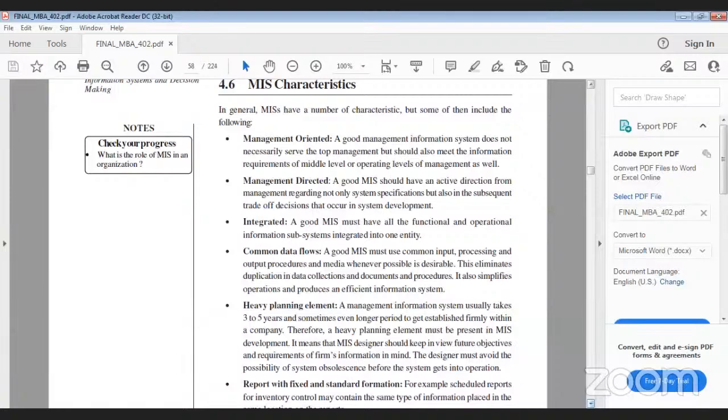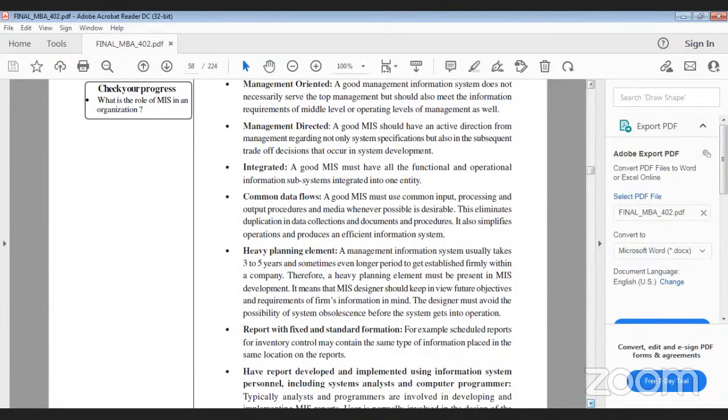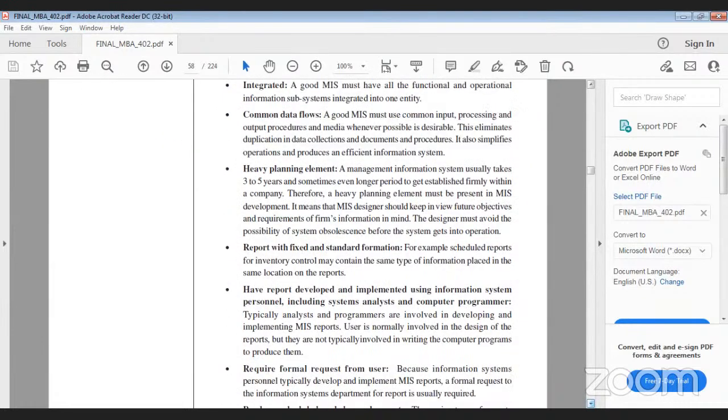Heavy planning element. A management information system usually takes 3 to 5 years, sometimes even longer, to get established firmly within a company. Therefore, a heavy planning element must be present in MIS development. It means that the MIS designer should keep in mind the future objectives and information requirements of the firm. The designer must avoid the possibility of system obsolescence before the system goes into operation.